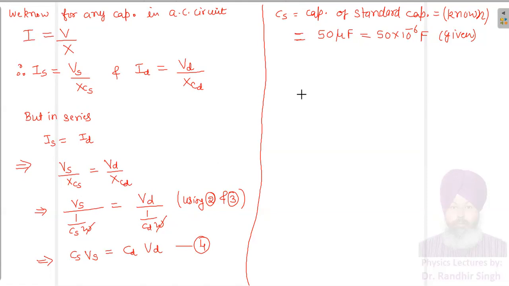Then Vs and Vd can be observed or noted using a voltmeter.